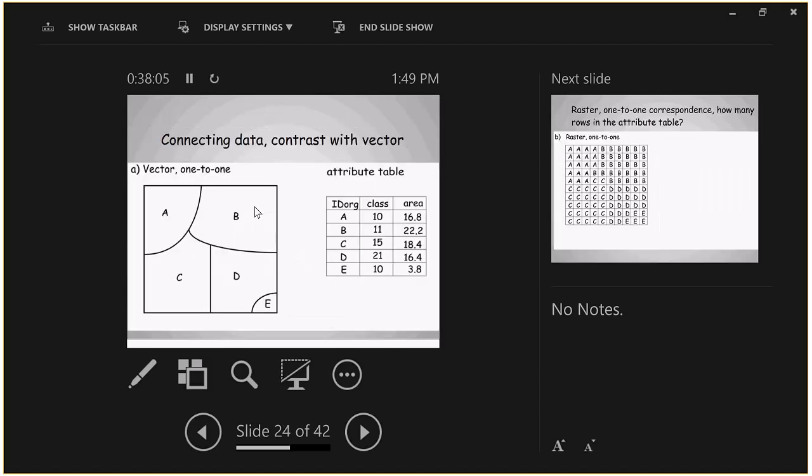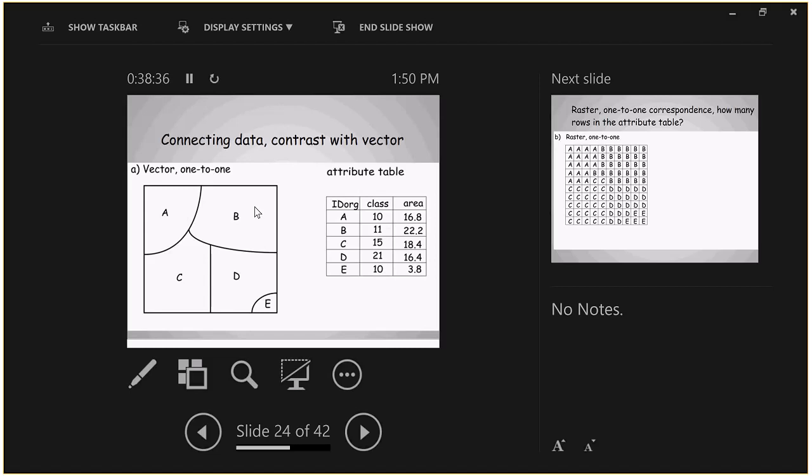So, comparing this to the vector data model, vector can do a one-to-one relationship between real-world entities, like a state, and an entity in the computer. So one state equals one row, because all of these points that represent this polygon can be represented in one entity in the attribute table, or one row in the attribute table. They're one feature.